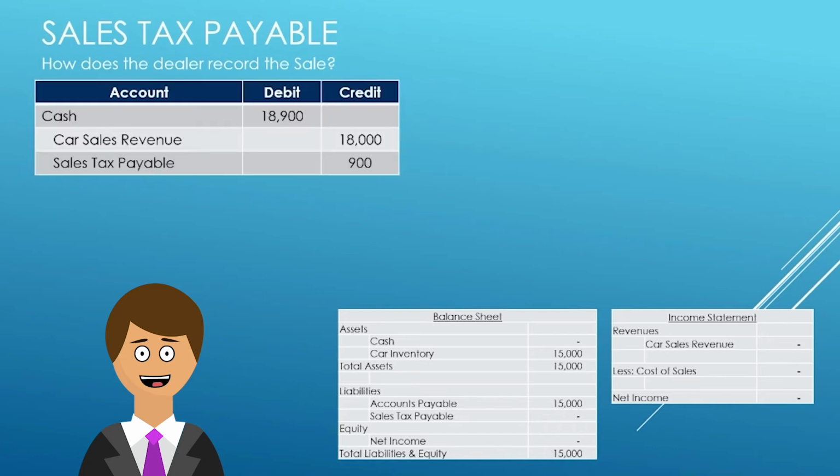So you buy your car, you pay them cash of $18,900. That means they get to record sales revenue of $18,000 for that car. And they also note that they have a sales tax payable for $900 of sales tax they collected that they're going to owe to the government. Now, I know we're talking about liabilities here, but as you know, every sale really has two transactions usually when it deals with merchandise, the sale itself and the cost of sales related to the merchandise.